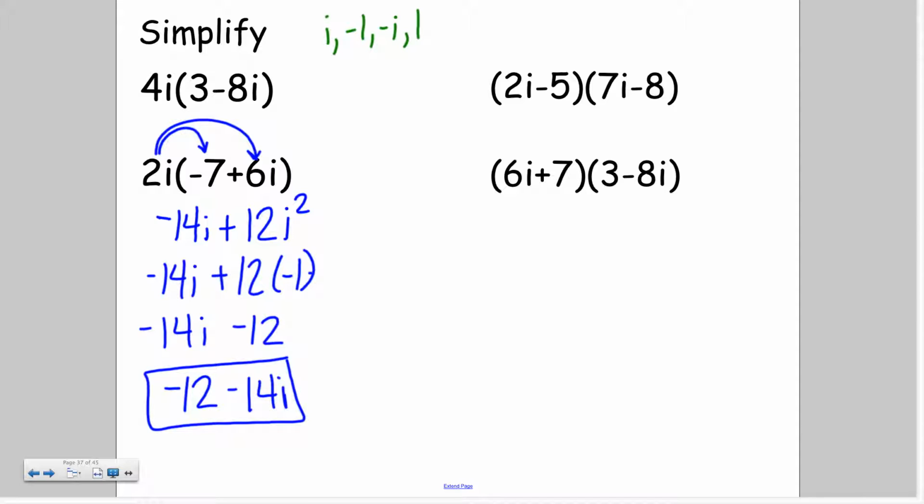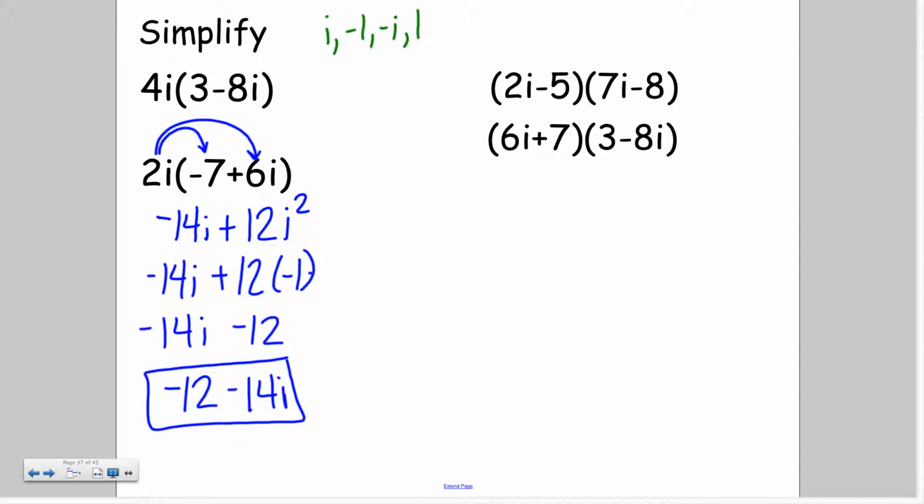Okay, on this one, I'm going to use the box method. It's the exact same way. If you like foiling, you can go ahead and foil. If you like the box method, by all means, use the box method, just so long as you get the right answer.